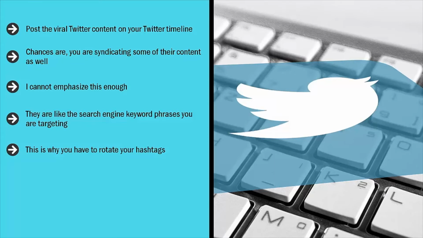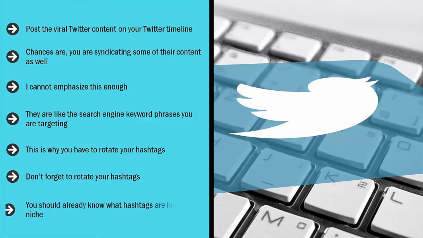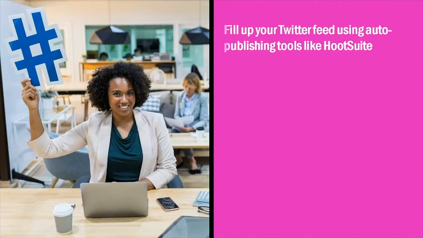Eventually, when you look at your statistics and you just look at the timing of the traffic coming from Twitter, you should be able to connect the dots. You should be able to take an educated guess as to which specific hashtag set accounted for the niche search and traffic. Don't forget to rotate your hashtags. Failure to do so is going to be a missed opportunity. You're going to be blowing it big time if you don't bother to rotate hashtags. You should already know what hashtags are hot in your niche. It's a good idea to keep collecting hashtag ideas and rotating among them to see which ones actually produce the most results. Fill up your Twitter feed using auto-publishing tools like Hootsuite.